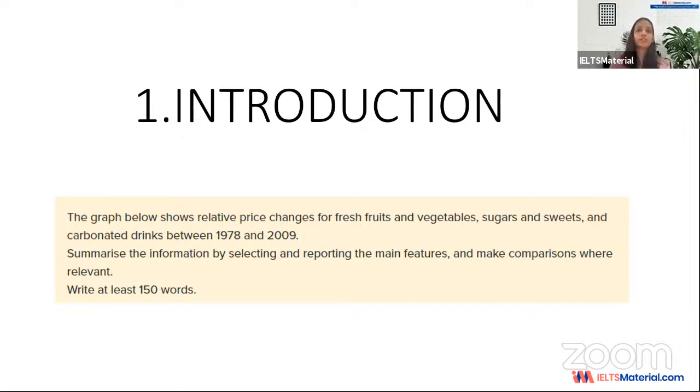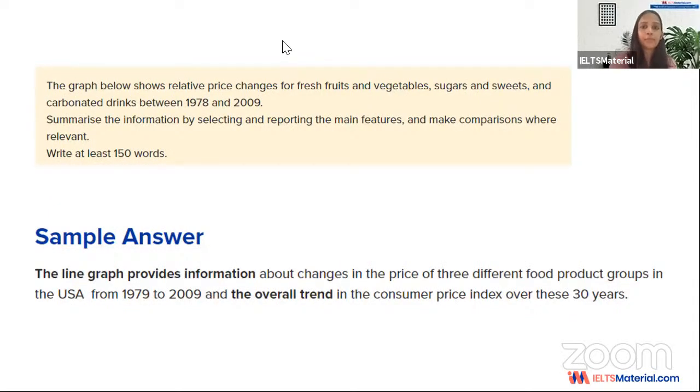Let me show you first how to write the introduction, then we'll move on to the overview. Let's learn step by step. The graph below shows relative price changes. The line graph provides information about changes in the price. You see how we have paraphrased here? This is part 1. Number 2. Now, instead of describing all the items, what are we doing? We are saying different food product groups. 3, right?